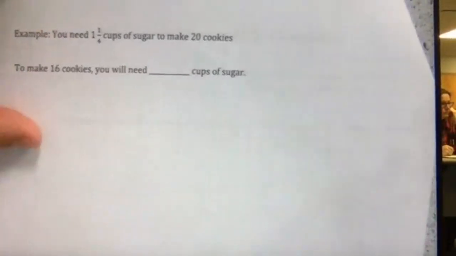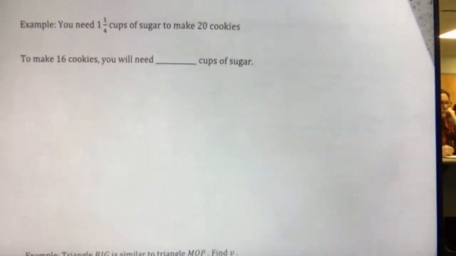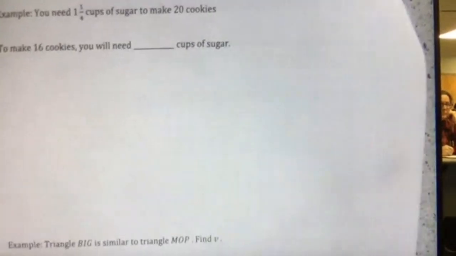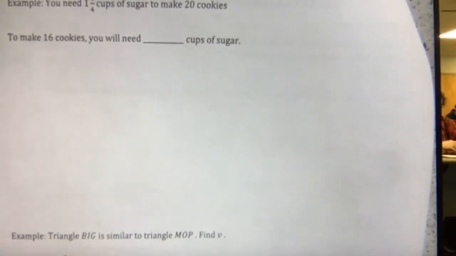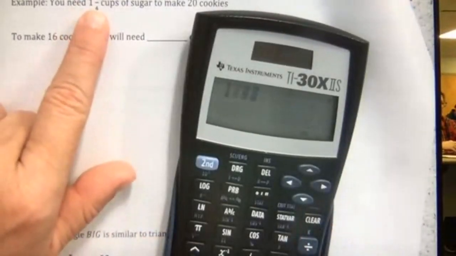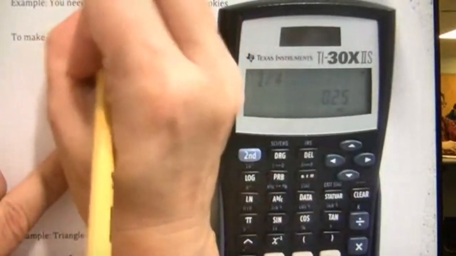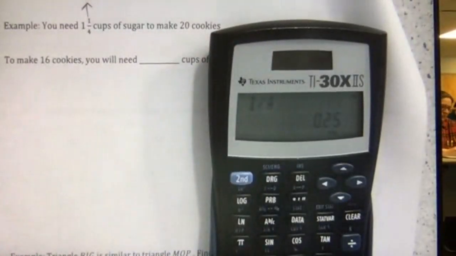So you need 1 1/4 cups of sugar to make 20 cookies. This was the hardest one I could find because it had fractions in it. It says to make 16 cookies, you'll need blank cups of sugar. I know we never do this, but for this problem let's put it into decimal form, and I'll show you why in a second. If I have 1 1/4, I know 1/4 is 0.25. So 1 1/4 is the same thing as saying 1.25.